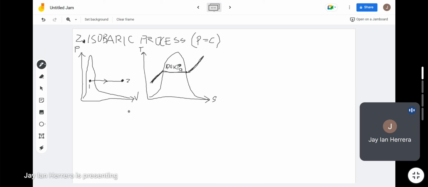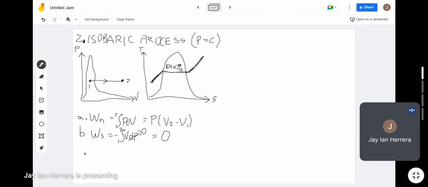So for isobaric, it's the same. Our flow work is just the integral of PdV, so pressure times (V2 minus V1). The steady flow work is the negative integral of VdP, and the change in pressure is zero since it is isobaric, or constant pressure. So the steady flow work is just zero.